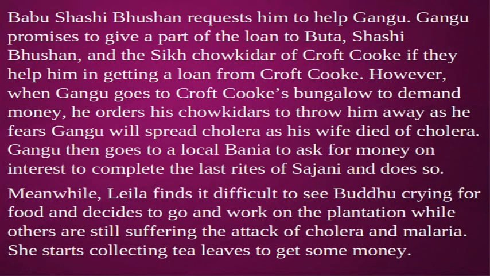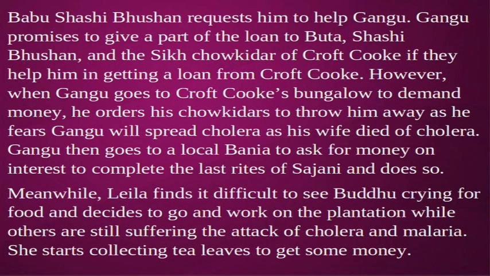However, when Gangu goes to Croft Cooke's bungalow to demand money, he orders his Chaukidars to throw him away as he fears Gangu will spread cholera as his wife died of cholera. Gangu then goes to a local baniya to ask for money on interest to complete the last rites of Sajani and does so.